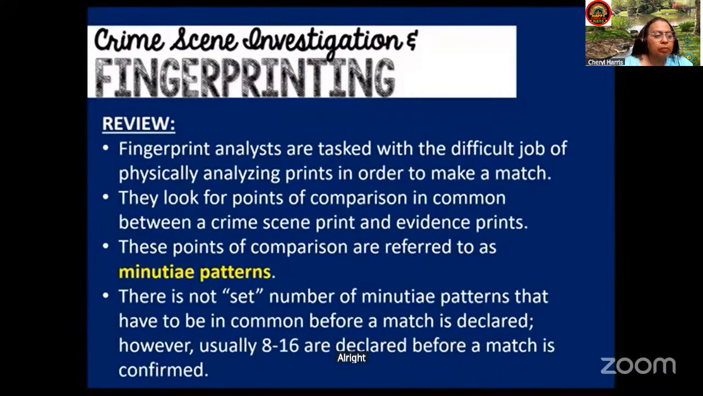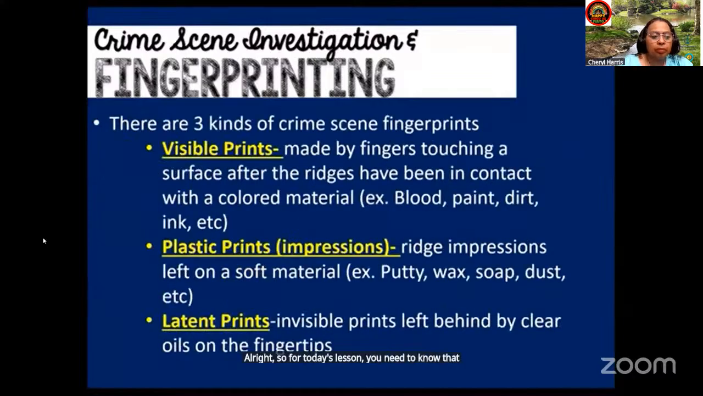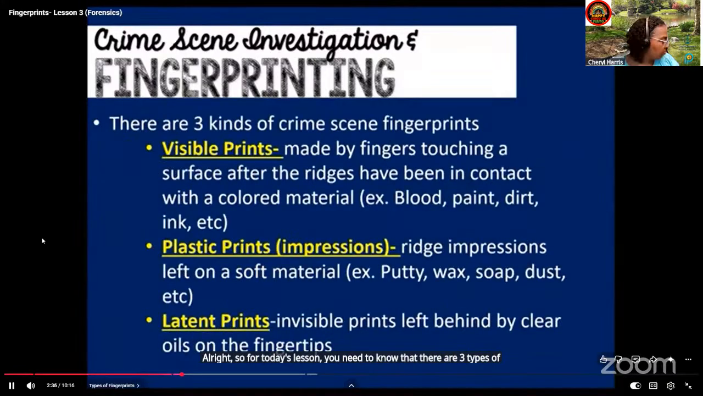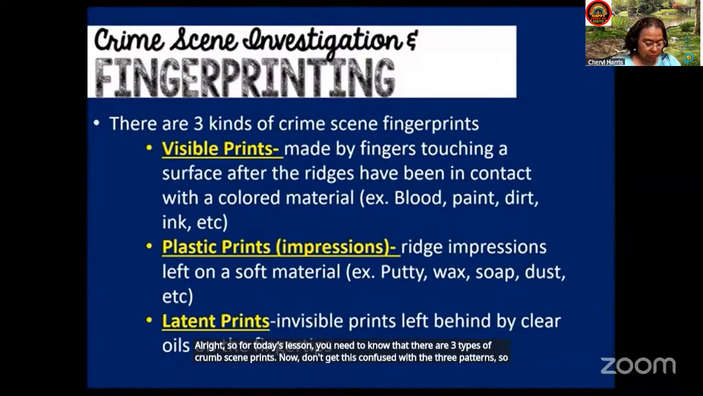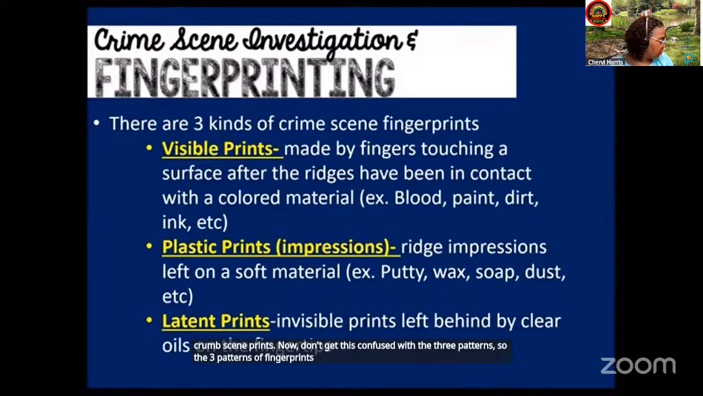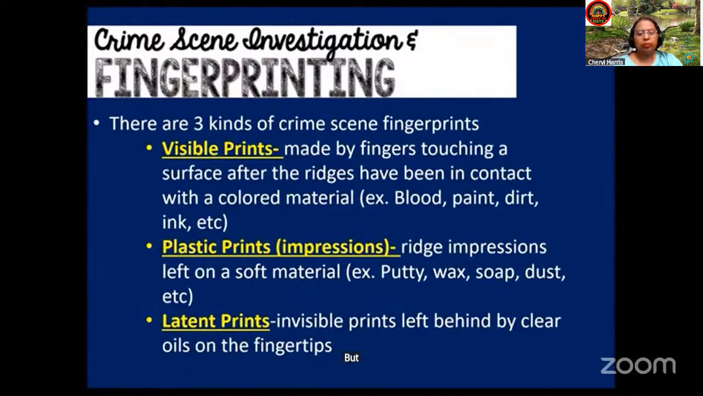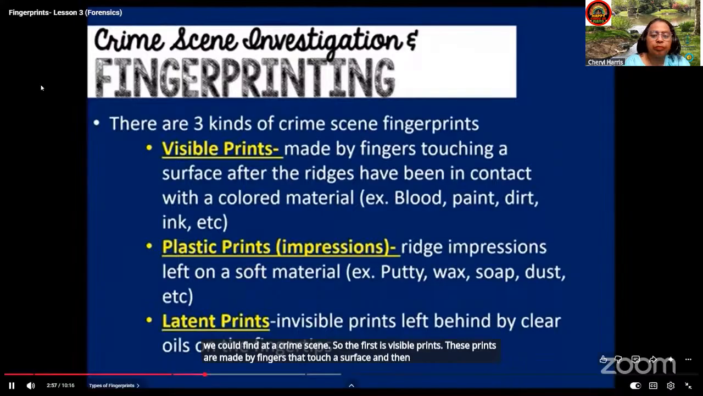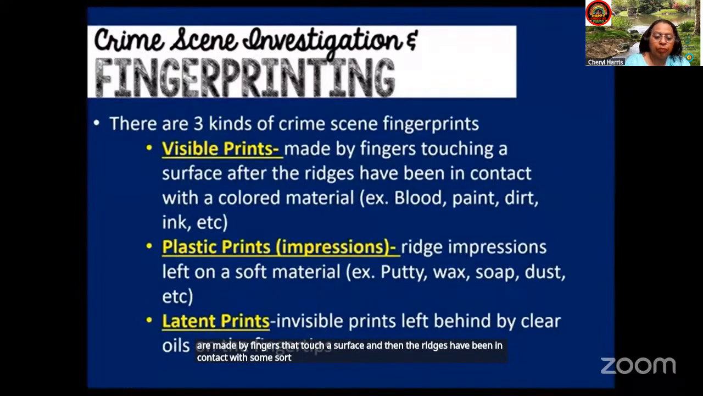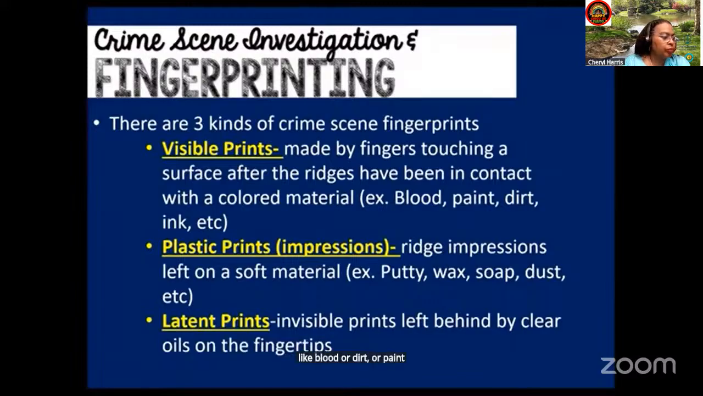All right, so for today's lesson, you need to know that there are 3 types of crime scene prints. Now, don't get this confused with the 3 patterns. The 3 patterns of fingerprints are loops, swirls, and arches. But if we're working a crime scene, there are 3 types of fingerprints that we could find. The first is visible prints. These prints are made by fingers that touch a surface, and the ridges have been in contact with some sort of colored or visible material, like blood, dirt, paint, ink, or makeup.